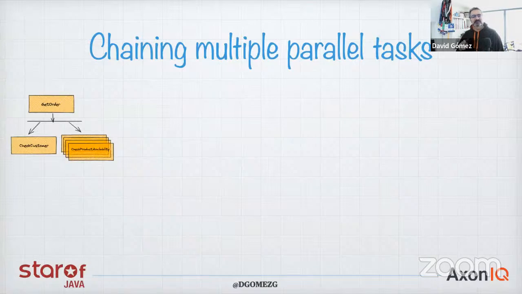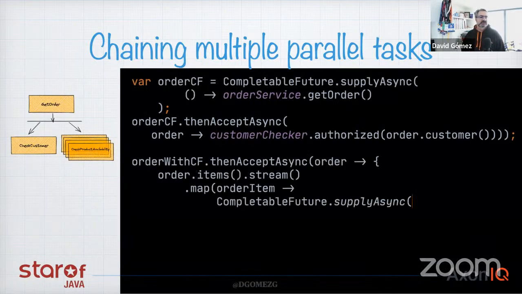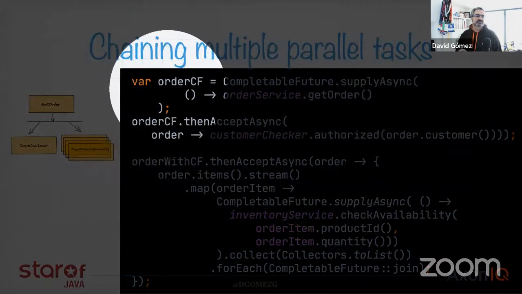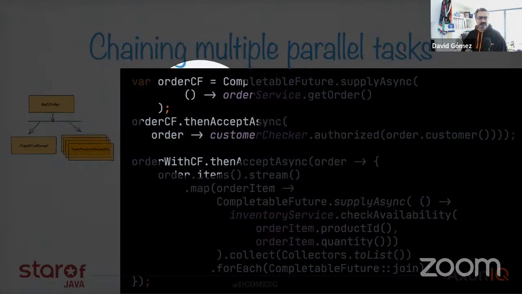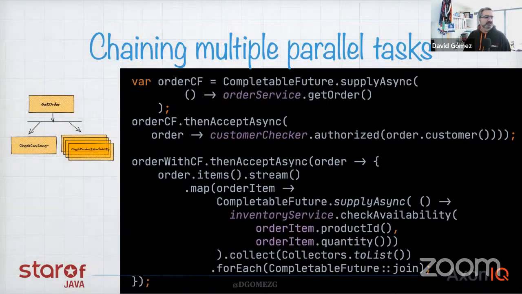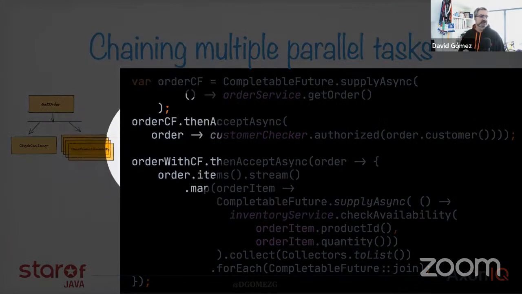This is going to be a little bit more difficult to read, but I'm going to provide you the slides so you can go over this later on. But basically, the first thing that we are going to do is create our first CompletableFuture that is going to return our CompletableFuture of order. And then on one side, we are going to create the customer checker over the order, or the CompletableFuture of order. And then over the same, this is a mistake, this is order CF.